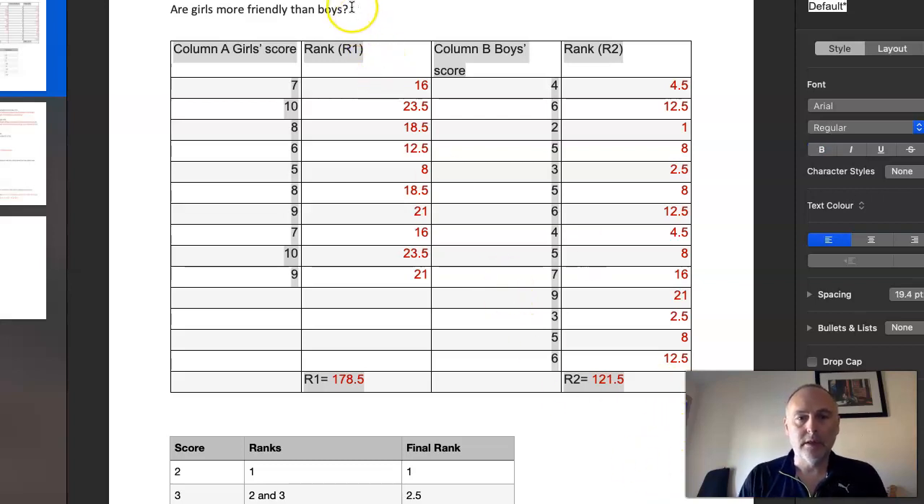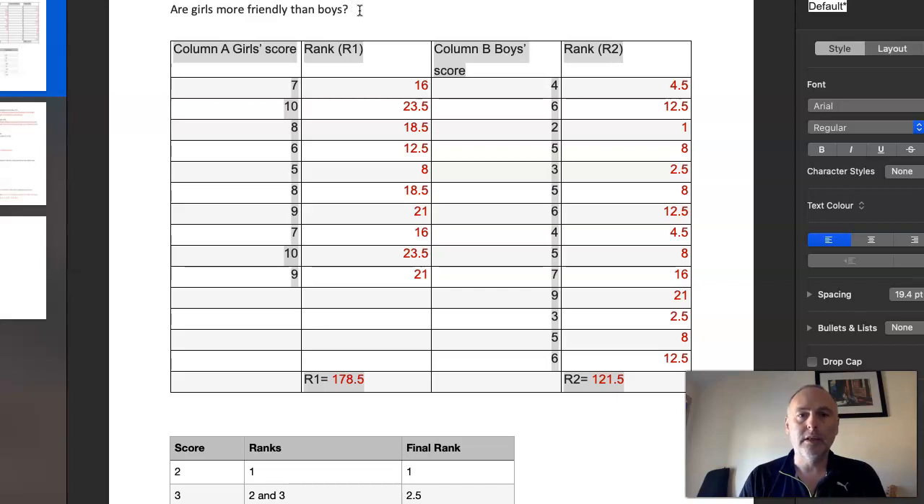We have a question here. I'll go through this as we normally do. We're going to go through our alternative hypothesis, null hypothesis, etc. And then I'm going to show you how to do this. What I would say is probably one of the more difficult tests to do. Anyway, hopefully by the end of this session you'll find it quite straightforward.